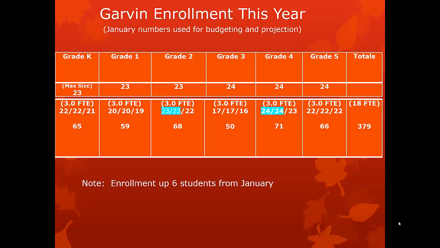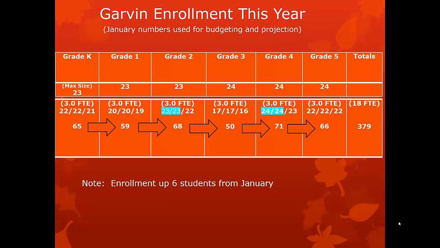Now in looking at the numbers, you can see here in K we have 3 sections or 3 teachers, classes of 22, 22 and 21. Grade 1, once again 3 teachers, 20, 20 and 19. Grade 2, 23, 23 and 22. Grade 3, 17, 17, 16. Grade 4, 24, 24, 23. And grade 5, 22, 22 and 22.